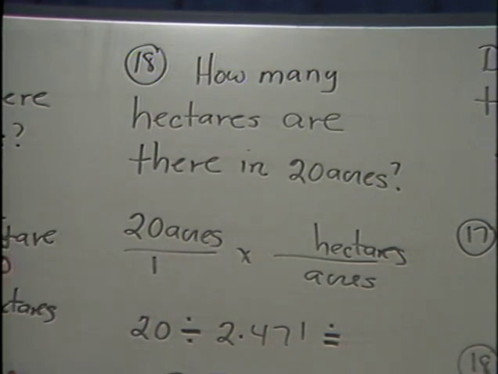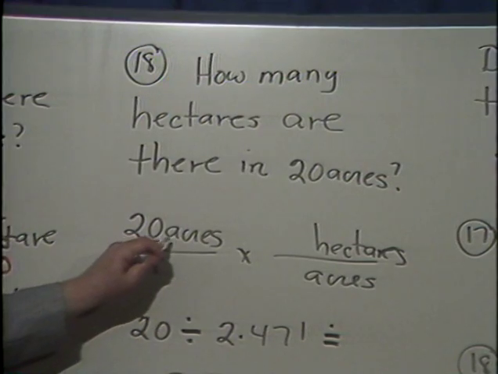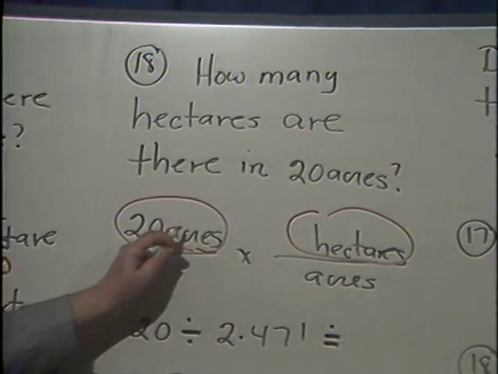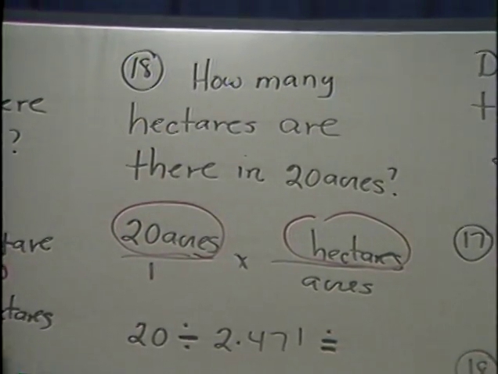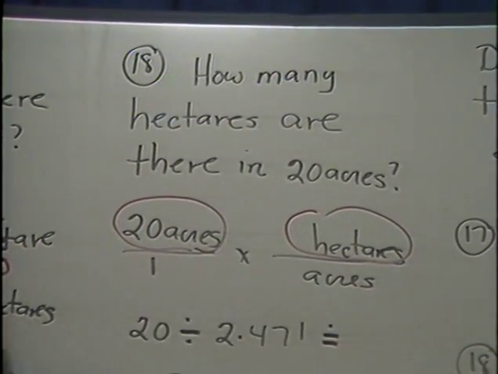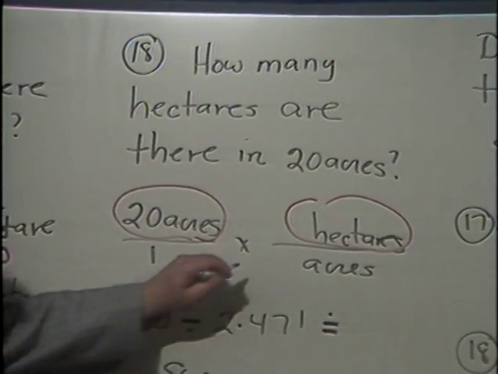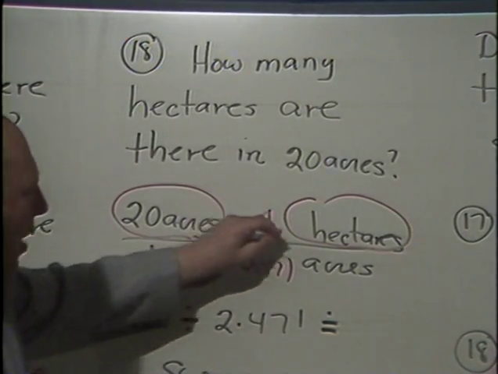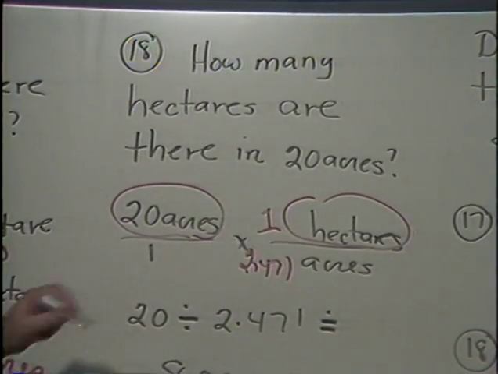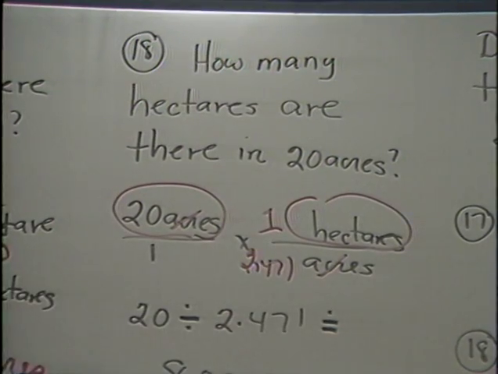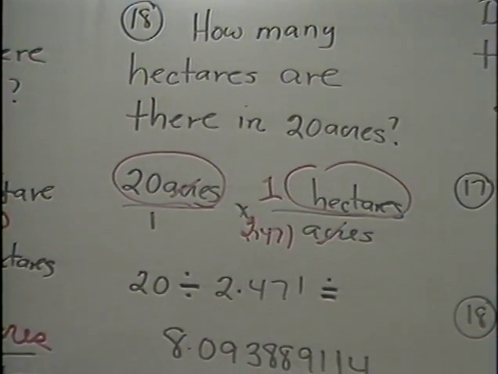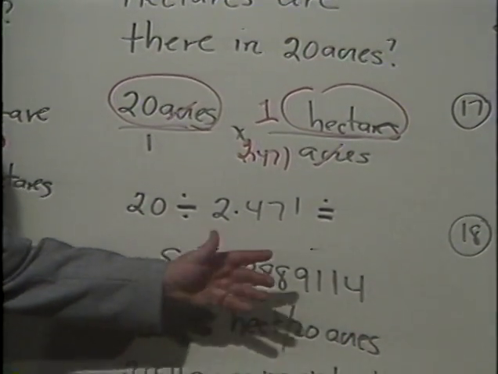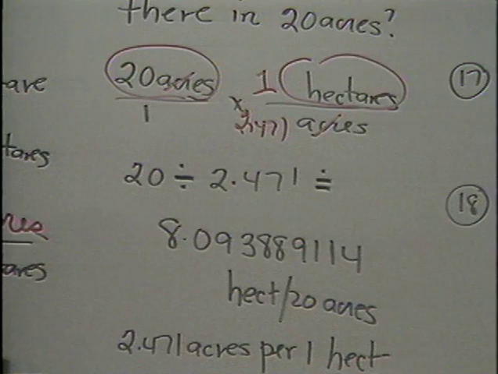And the point is, I don't have to worry about that. I say, look, I'm given the 20 acres. I want to convert that to hectares. So what do I do? Acres are in the numerator, so I put them in the denominator. I put hectares in the numerator. How do the adjectives go? The 2.471 modifies the acres. The 1 modifies the hectares. So now what happens? I check to make sure I've got the right label. This is what? 20 divided by 2.471. That comes out to be 8.093889114 hectares per 20 acres.